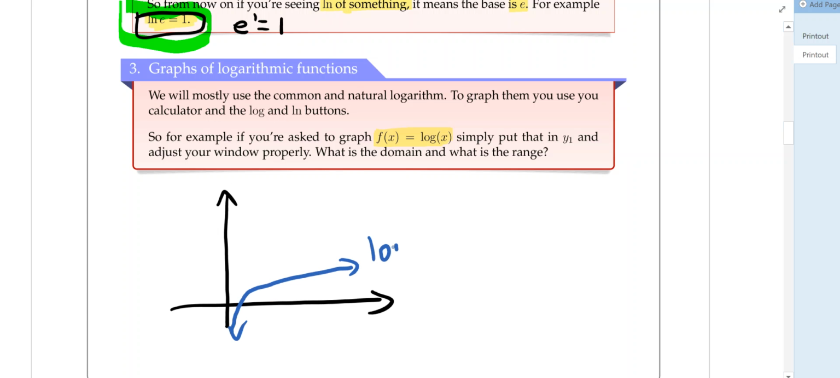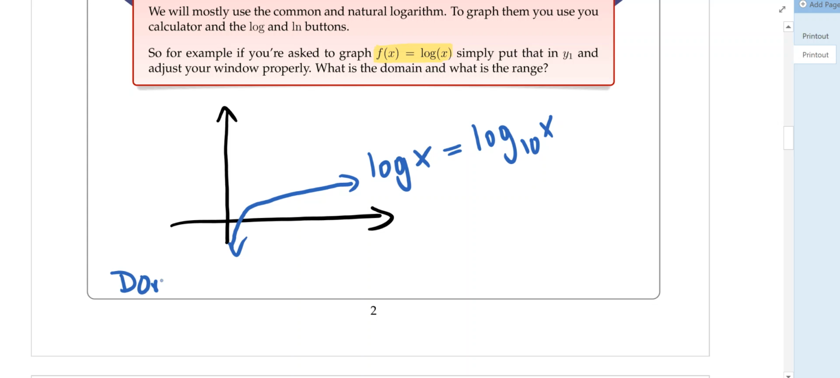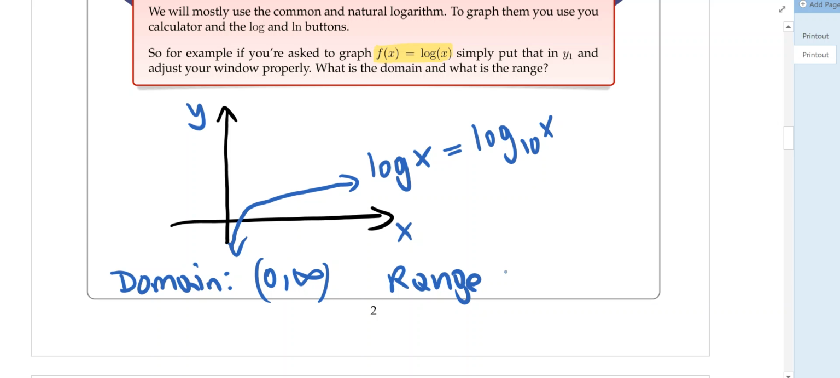Okay, so this is log of x, which means if the base is not there, it means that it's base 10, right? log base 10 of x. So the domain of log of x is 0 to infinity. Notice that I only have y values for positive x's. And then the range is, notice that this goes all the way down to negative infinity, and this is going to slowly increase up to positive infinity. So the range is all real numbers.